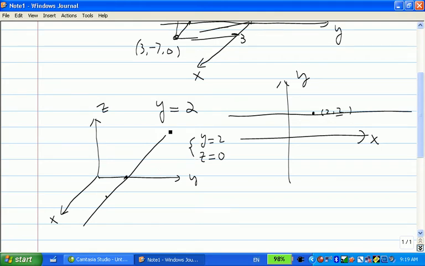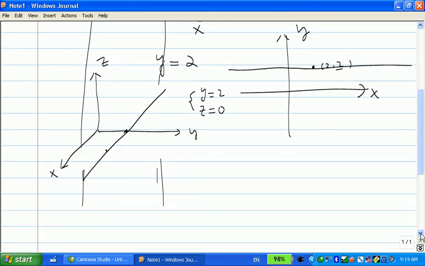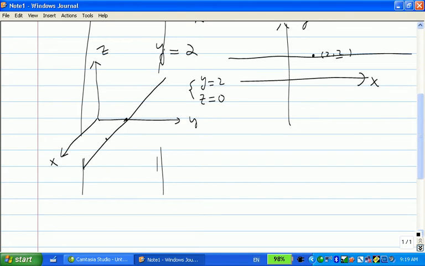Now if we have just one equation, y equals 2, then all the points satisfying it do not form a line in three-dimensional space. It's a plane, a plane like this. You have to think about it, it's hard for me to draw. So y equals 2 in 2D space is a line, and in 3D space is a plane.